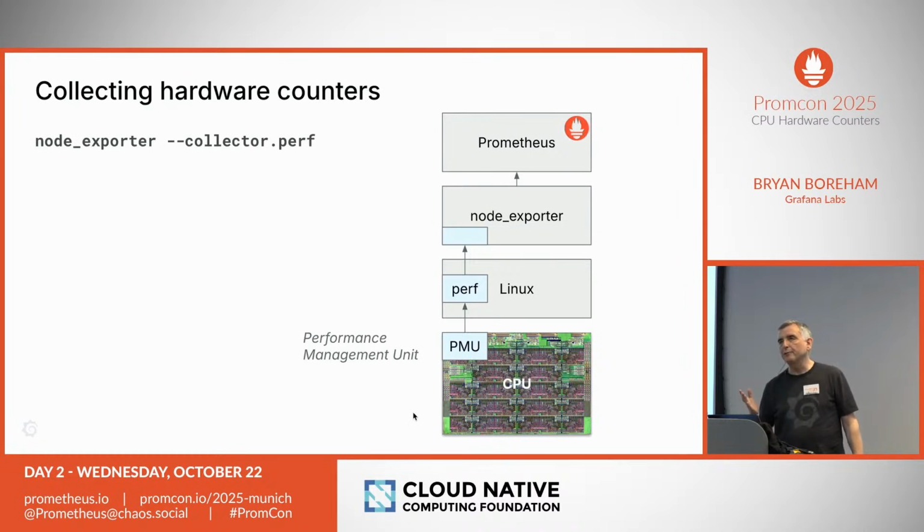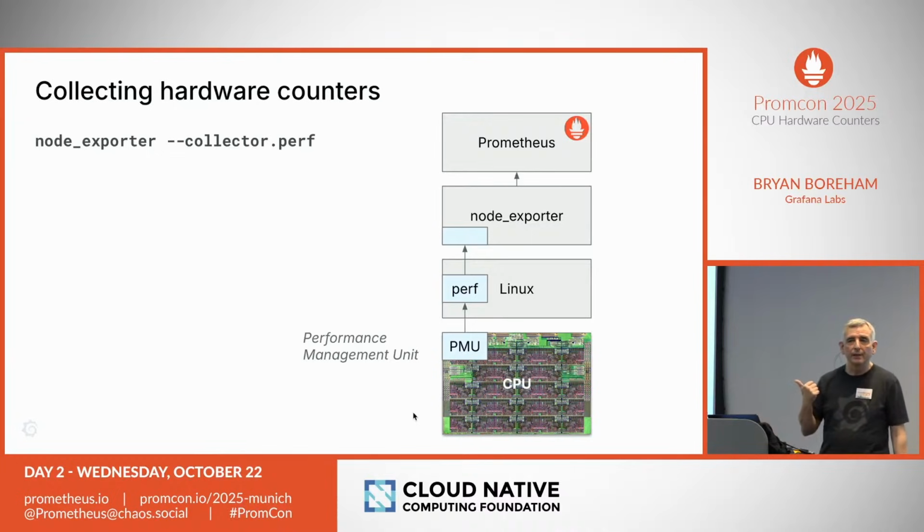And then we need some kind of exporter to get it into Prometheus format. So the first one I'm going to talk about is node exporter. Node exporter already exists. Probably everyone who's using Linux is already running it. But to get it to talk to perf, you turn it on. You say -collector.perf.